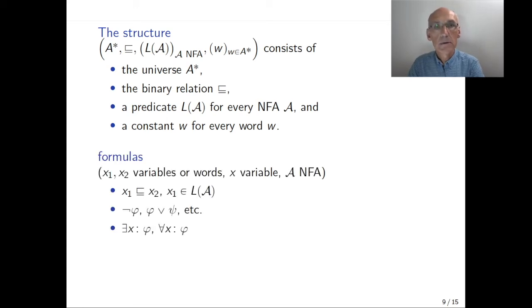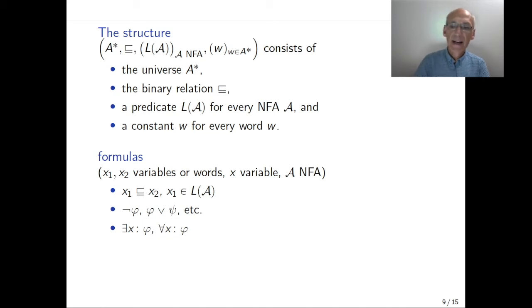Now, we can express properties using some version of first order logic. What can we do? Well, we have variables or words x1, x2, and an NFA A. Then we can say that x1 is a subword of x2, either a variable or a word. x1 is accepted by the automaton A. We have Boolean combinations as usual, and we have quantification, existential and universal quantification.